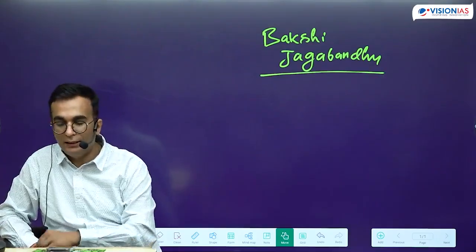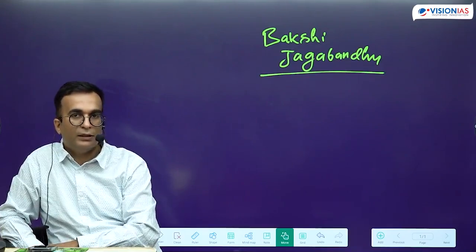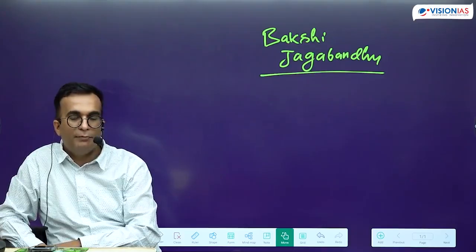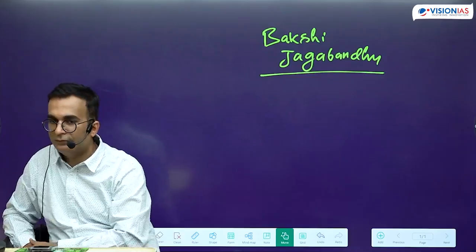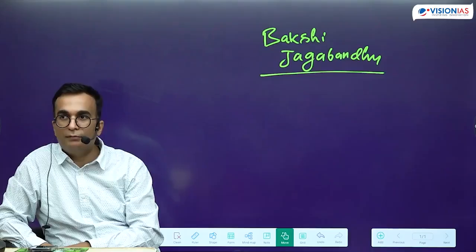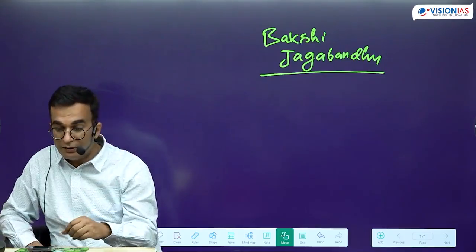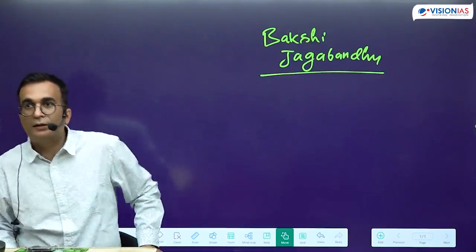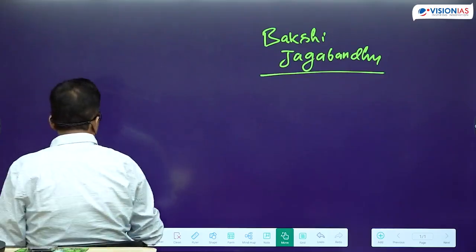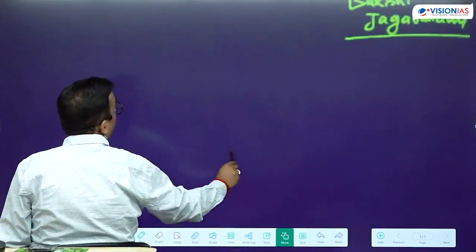Initially, they were successful in expelling British forces from Khurda. But later, the British came with greater preparation and suppressed the revolt.